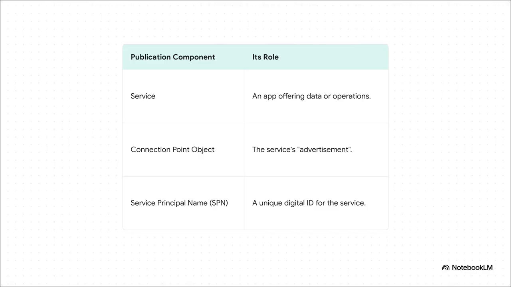So what does that look like? Well, the service itself creates a sort of advertisement in Active Directory called a connection point object. But the really critical piece here is the service principal name, or SPN. You should think of this as a unique, one-of-a-kind, non-forgeable digital ID card for that service. This is so important for security, which, by the way, is exactly why these SPNs can become targets for hackers who want to pretend they're a legitimate service.